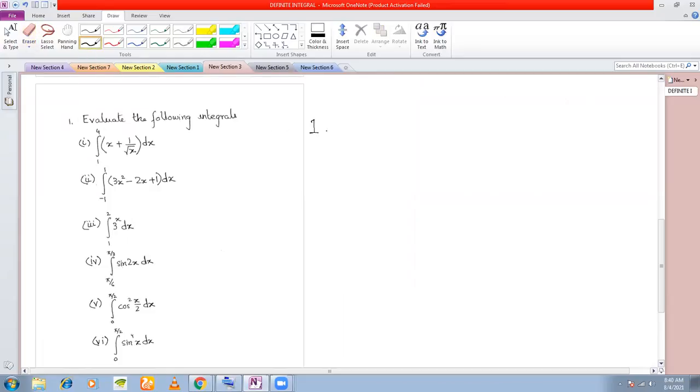Part 2. Evaluate this as an indefinite integral: integral 3x square minus 2x plus 1 dx. I is equal to this. So this is integral 3x square dx minus integral 2x dx plus integral dx. 1 dx means integral dx.